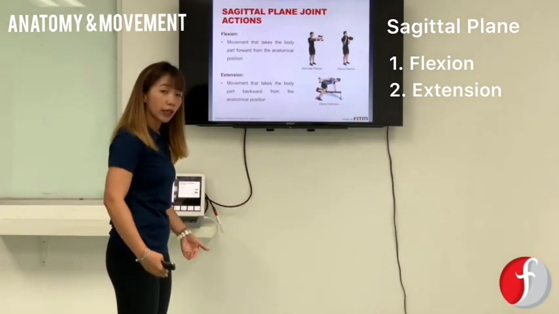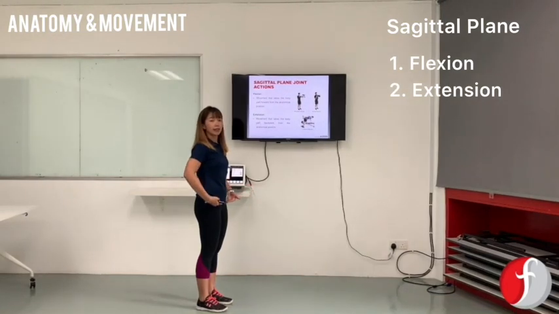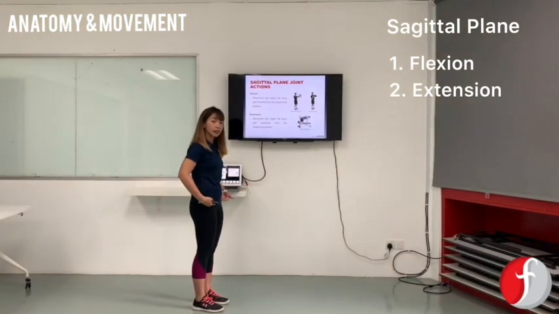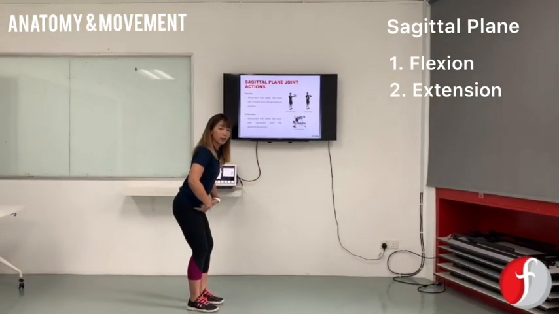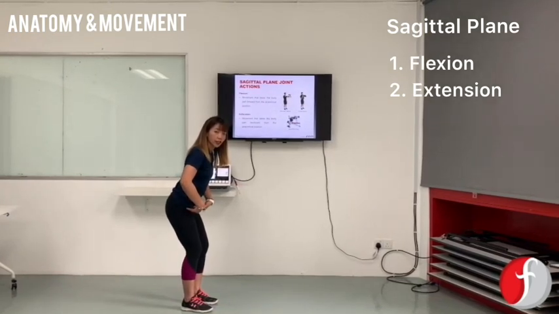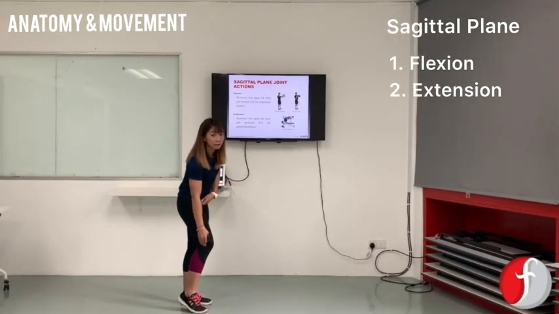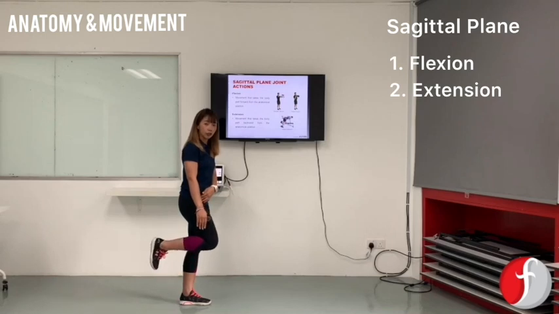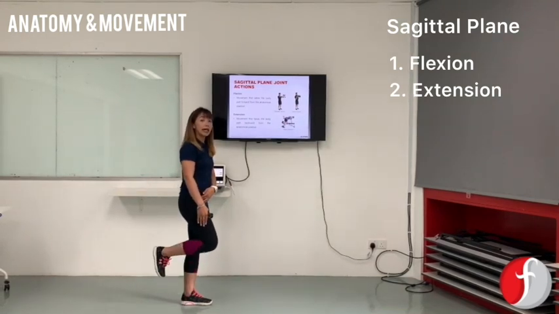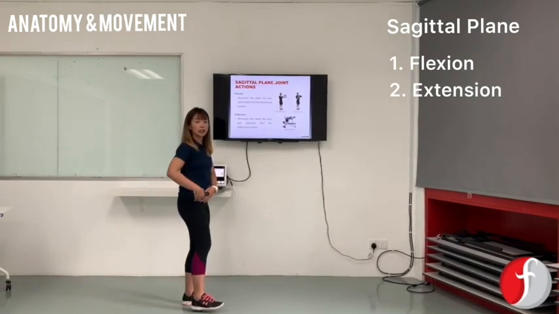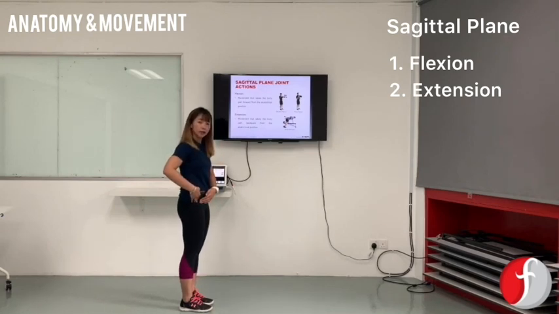So let's look at the lower body now. If I were to flex the hips, I'm going to perform a hip hinge, closing up the hip joint. And if I were to perform a knee flexion, I'm going to close it up as well. And if I were to do it the other way around, I extend my knees, I extend my hips.